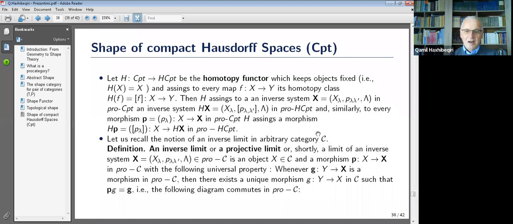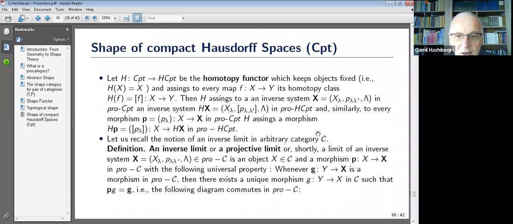Maybe I have no shape of compact Hausdorff spaces. Here, let H from the category of compact Hausdorff spaces to the homotopy category of compact spaces be a homotopy functor which keeps objects fixed, and to every map F assigns a homotopy class of that map.